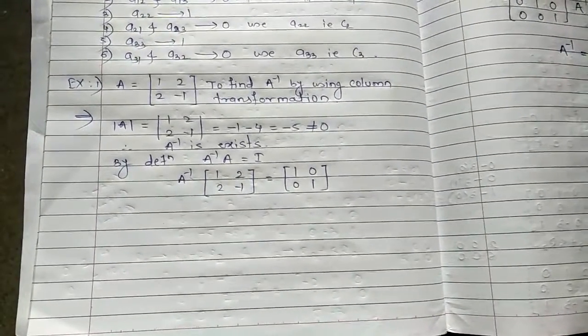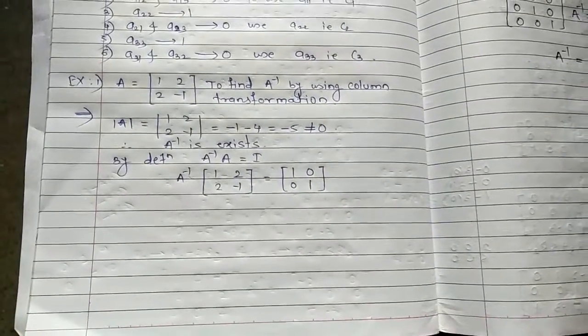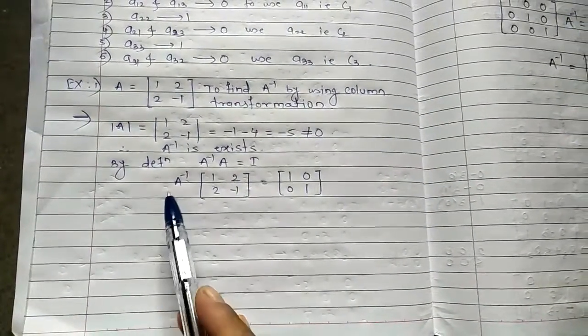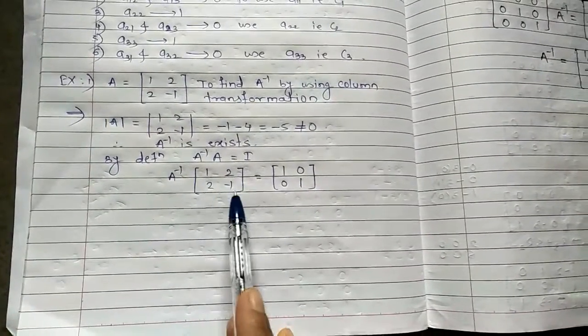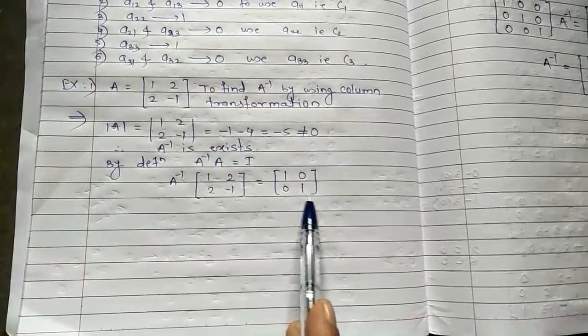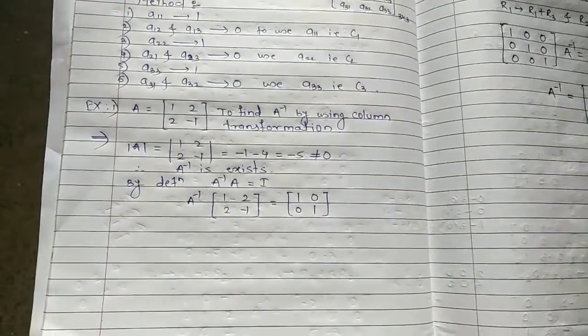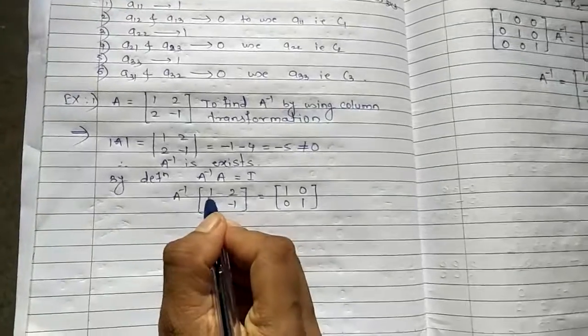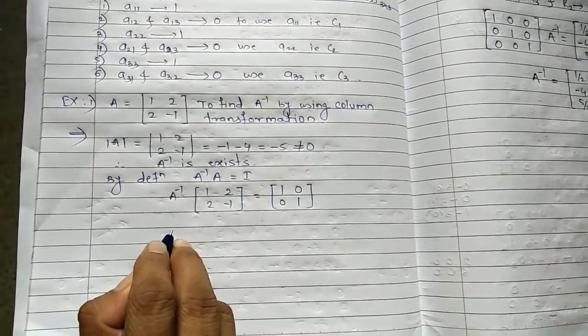And then by column transformation we can use the definition A inverse into A is equal to I. Put all these values, A inverse as it is, and the value of matrix A, which is 1 2, 2 -1, equal to the identity matrix 1 0 0 1. Then step first, your first diagonal is 1. Yes, it is already 1. So then we have to go for the second step.